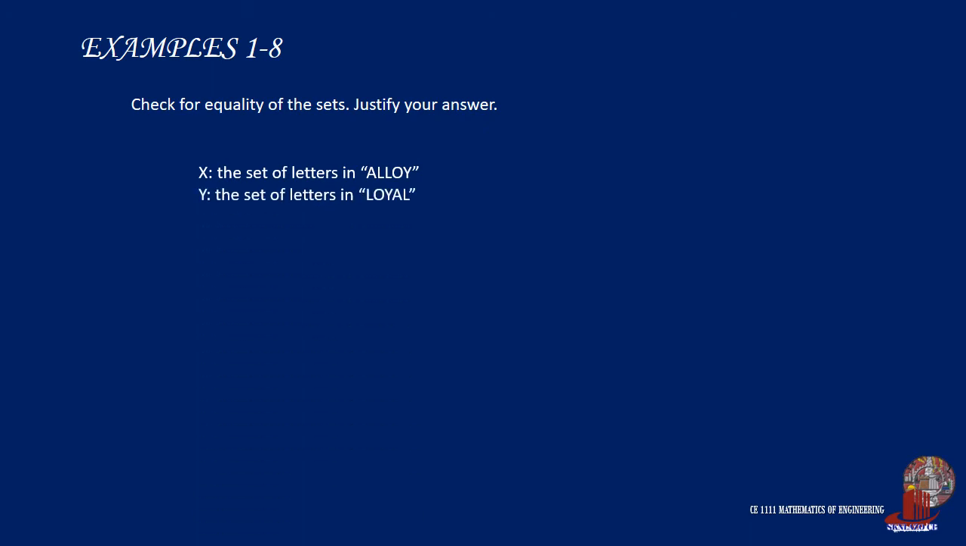Let's consider the next example. Check for equality of the sets. Justify your answer. Consider set X as the set of letters in alloy, set Y the set of letters in loyal. Checking on our elements, we would have A, L, O, Y, which would be elements for set X as well as set Y. Thus, we can say that X and Y are equal sets as repetition of elements in a set does not change a set.